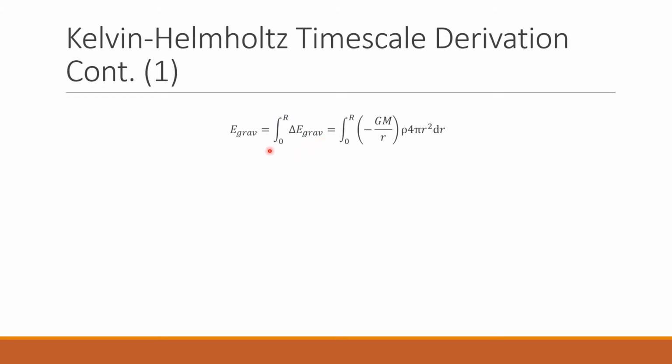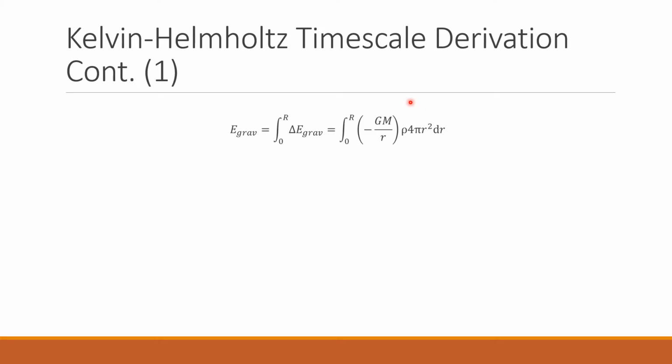To do so, we're going to integrate from 0 to a distance r, capital R. So imagine we're actually integrating like a spherical star at this point. So doing this, we have our minus GM over r, rho 4 pi r squared dr. We're concerned about little r's now.